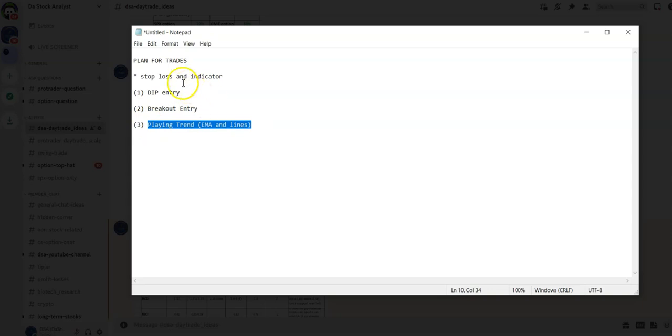First of all, you need to have a plan. When you enter a trade, you need to know when to enter, when to exit, and what your profit target is. It is more important to know your exit price compared to your entry price or profit target.